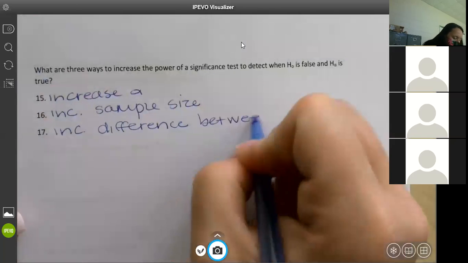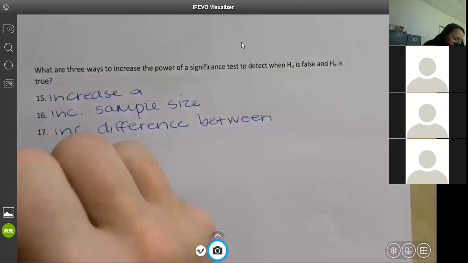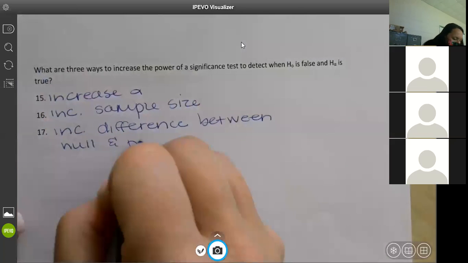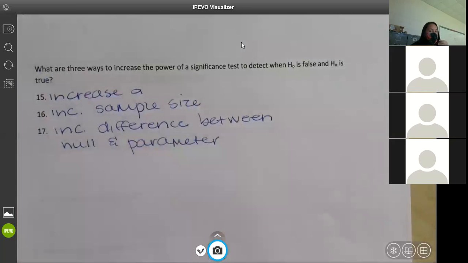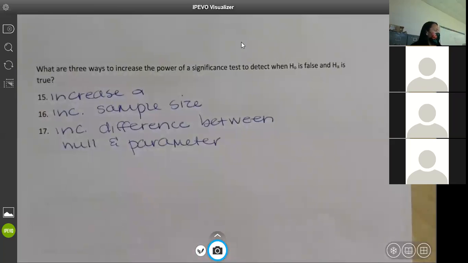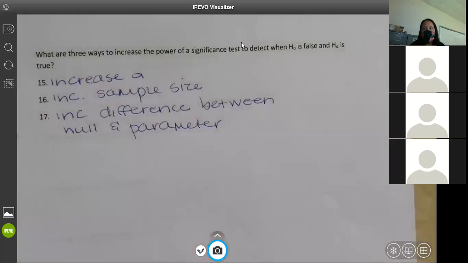What is the power again? How strong your test is. That's it. It's just how strong it is. So is it gonna make it significant? Is basically what it is. Okay, thank you. All right, so that's your 9.2. Just some highlights from 9.2 that you need to remember.